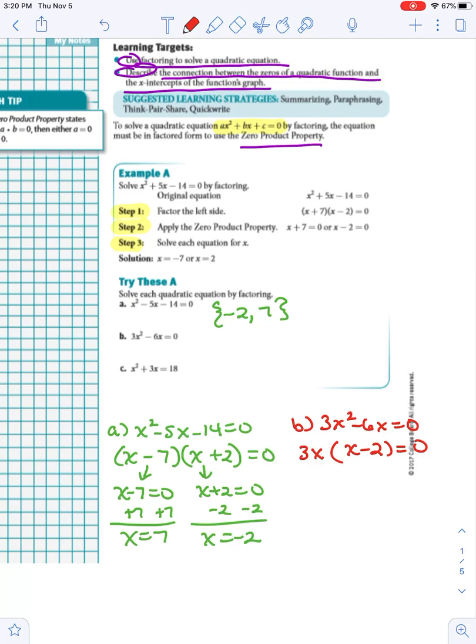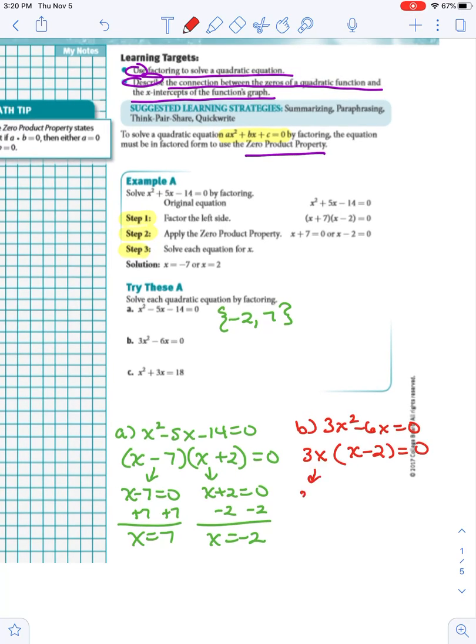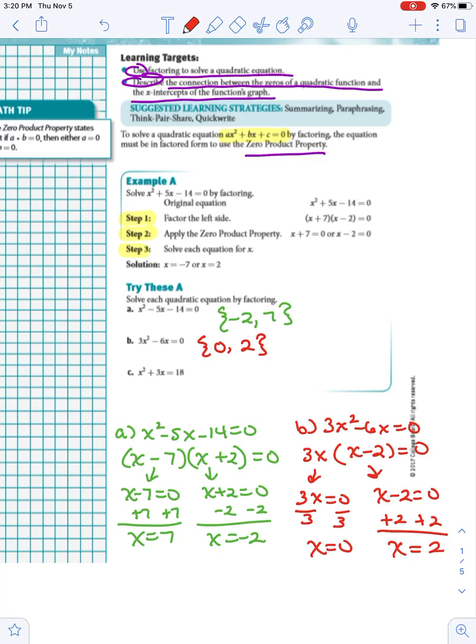Again, we'll use the zero product property. We want to know when does 3x equal 0, and when does x minus 2 equal 0. So 3x equals 0, divide by 3 on both sides, and x is 0. So 0 is a solution to this equation. Add 2 to both sides, and 2 is also a solution. So we have a 0 and a 2.